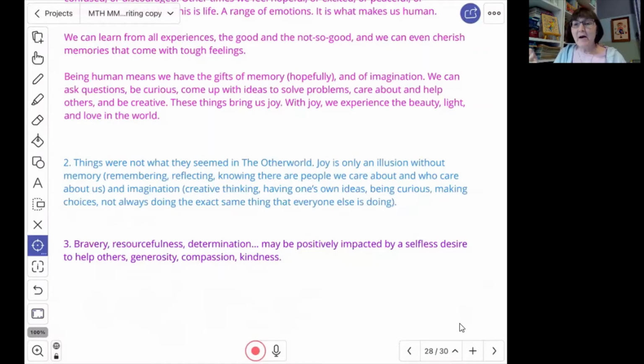Resourceful is when you think about, okay, what do I have available to help me on whatever I'm doing, whatever my mission is, whatever I need to do. What are the things that I have that can help me, that I can use?